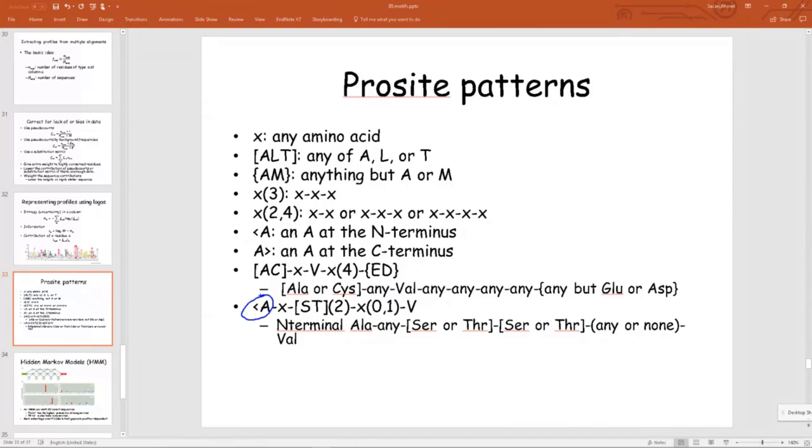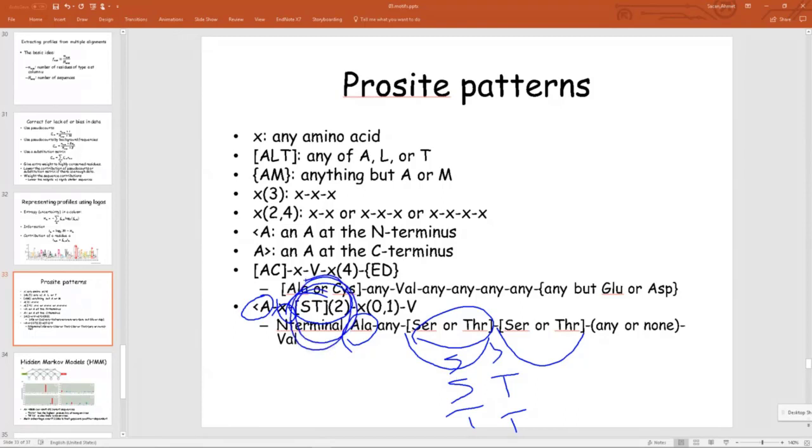a protein that starts with alanine. Okay, so the first character of that protein has to be A, followed by anything, followed by serine or threonine, and I'm looking for 2 of them. Okay, so which means serine or threonine, and then serine or threonine. Okay. So you could have S and T, you could have T and T, you could have S and S. They will all be matches to this portion.